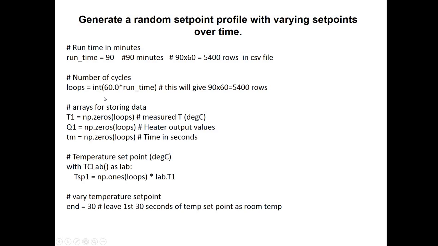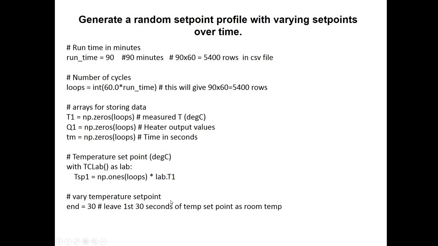Now you are going to create a constant called loops, which is nothing but 60 multiplied by runtime. That is 5400. Now you simply initialize T1 and Q1 with zeros. T1 is the temperature, Q1 is the power, and Tm is in seconds. Then TSP1 also is going to be the zeros of the loops, the number of loops we calculated earlier, multiplied by T1.